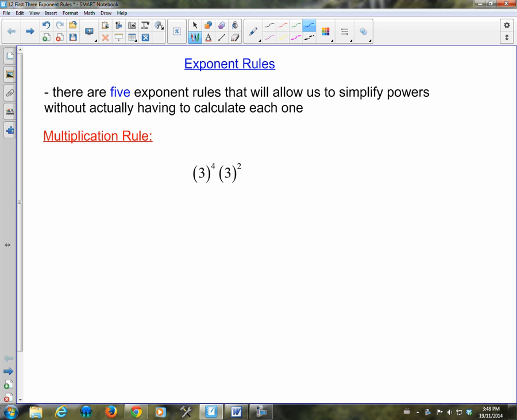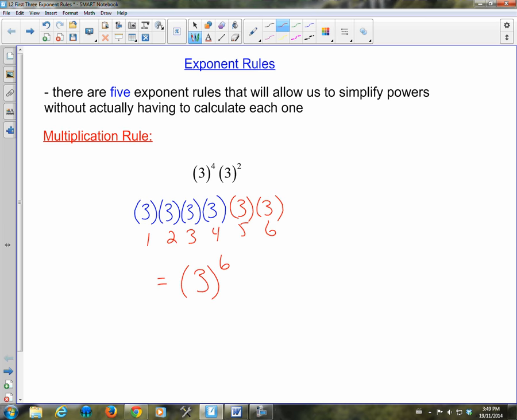So I'm going to show you where it comes from, and then I'll show you the shortcut. So the multiplication rule, we should know that 3 to the exponent 4 means I'm multiplying 4 3's together. And then I'm multiplying that by 3 to the exponent 2, which means I'm multiplying 2 3's together. So all together, when I'm multiplying 1, 2, 3, 4, 5, 6 3's, which would mean I would have 3 to the exponent 6. So the question really is, how is 6 related to the 2 exponents I started with?